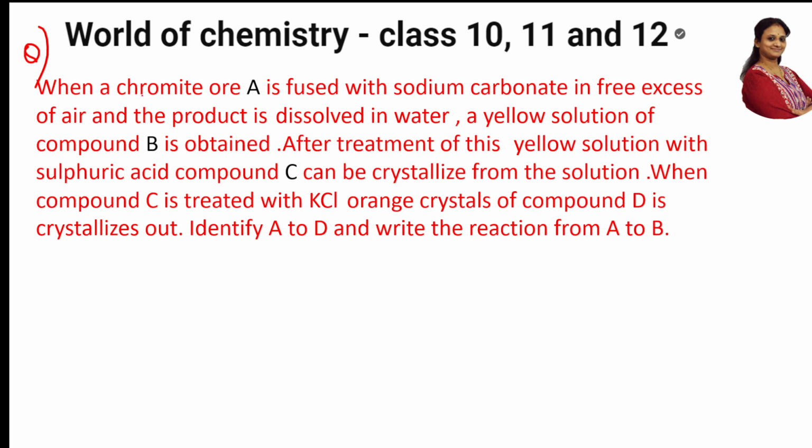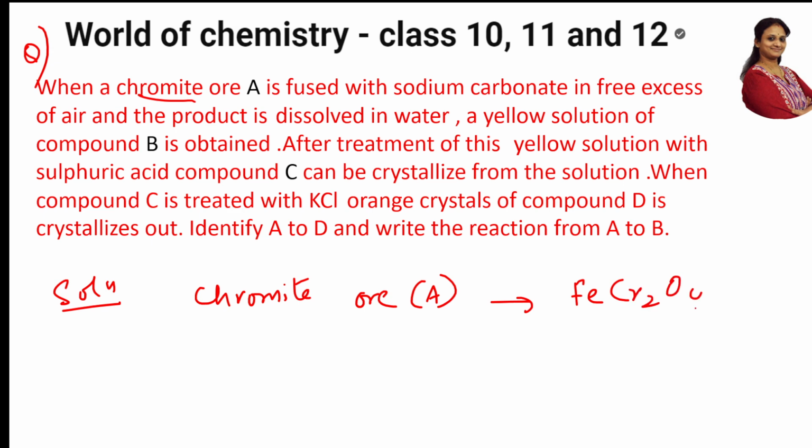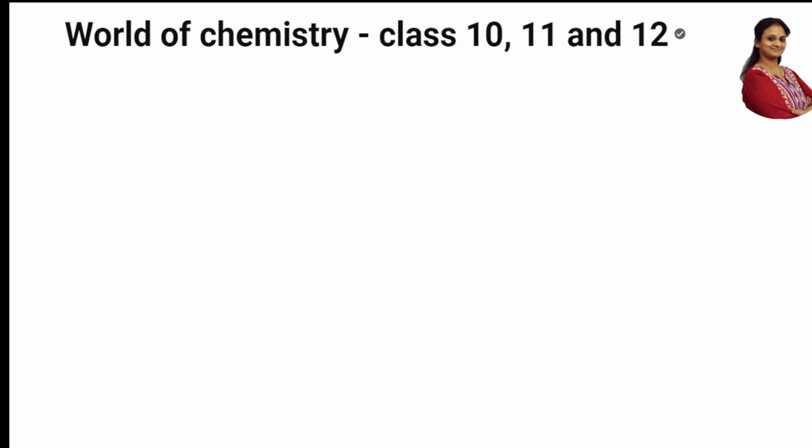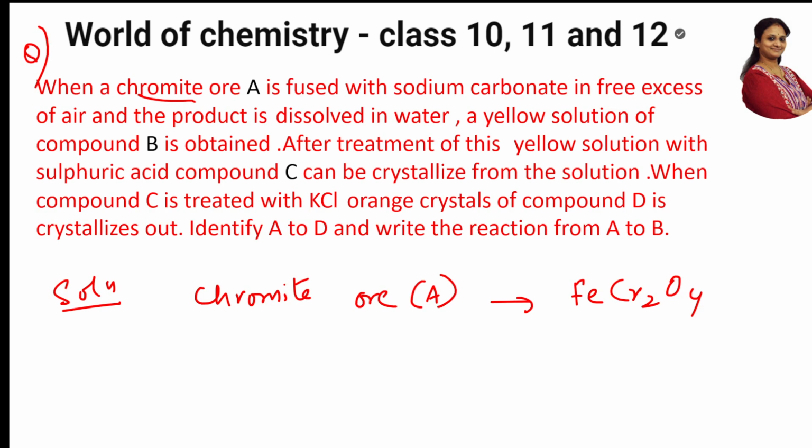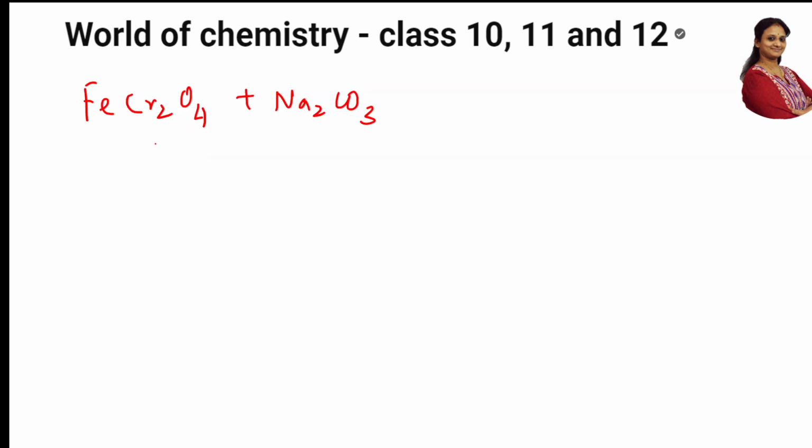First of all, chromite ore. So the chromite ore formula, that is A, right? A formula is FeCr2O4. What did they say? They have fused this chromite with sodium carbonate, Na2CO3. Then what did they say? In excess of air, and the product which you get is dissolved in water. Let us mark this as A.